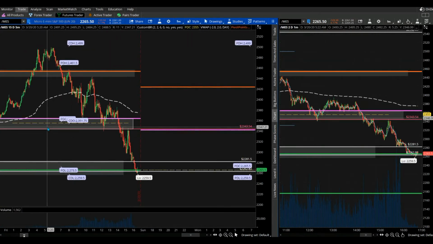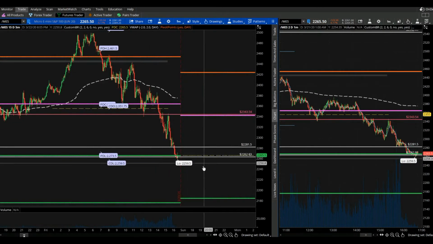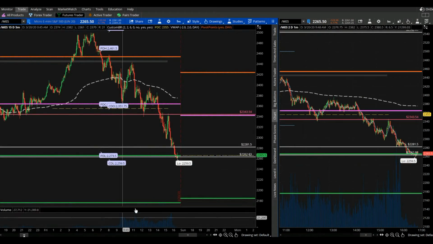All right. Usually what I'll do is I'll just go through and delete these boxes. So now I got my VWAP and I got my pivot points. Everything else is pretty much clean.